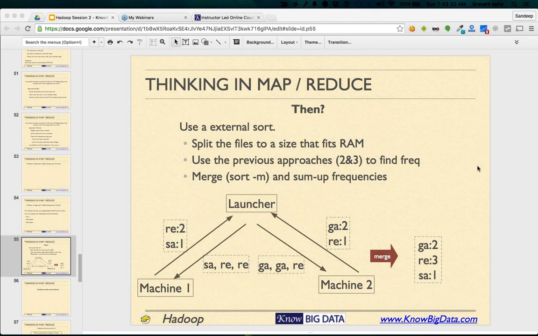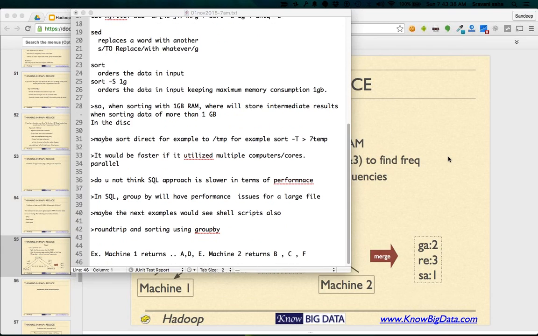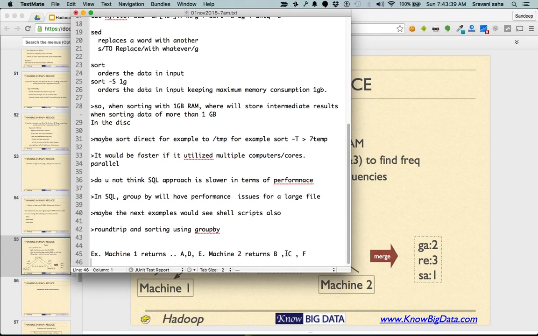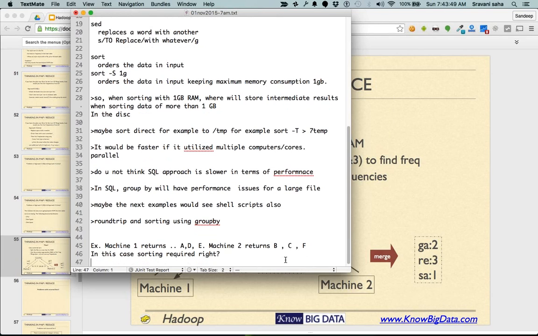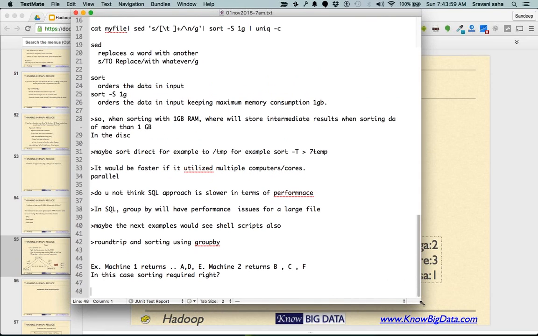Here is a question from Anand, and we'll try to see if we can resolve it. Very good question. He says that if machine 1 returns ADE and machine 2 returns BCF, in this case will sorting be required or not? No. I'll show you the approach. We call it merging. When we merge the two texts in parallel, that's called merging. I'll show you how to do the merging. Let's say, imagine yourself standing in an assembly ground.